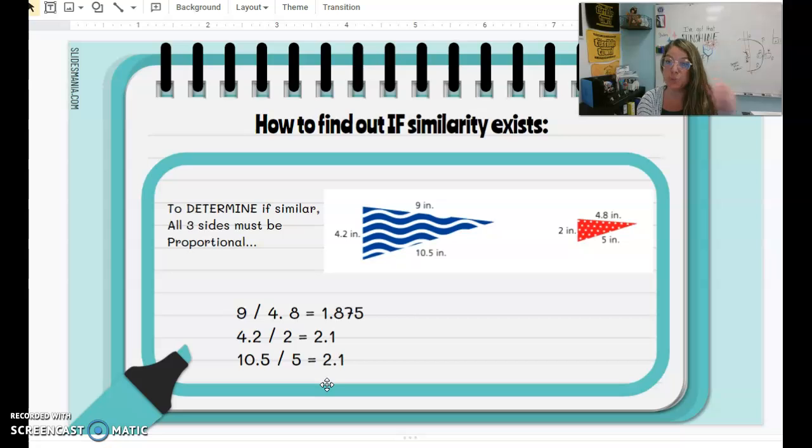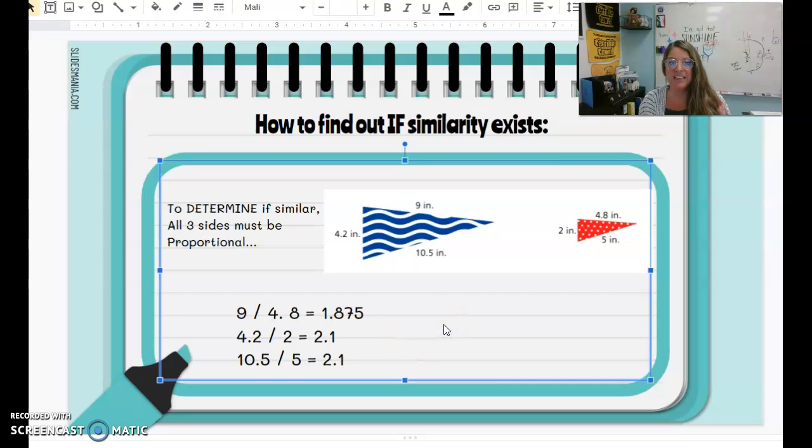If those decimals were the same, then these would be proportional, but these decimals are not the same, so this is not a similar shape. These are not similar, okay?